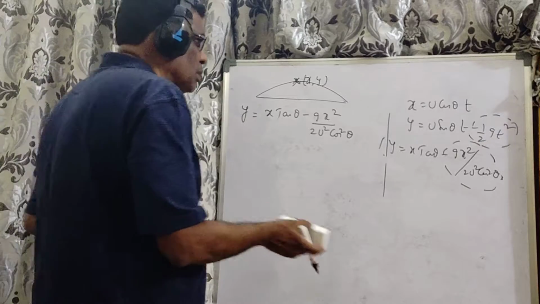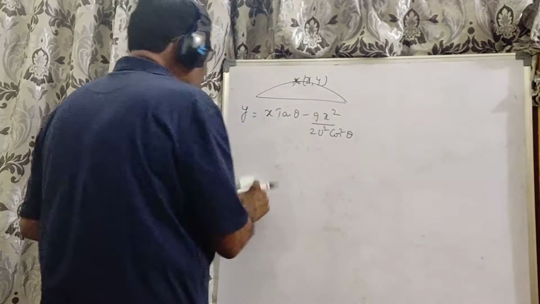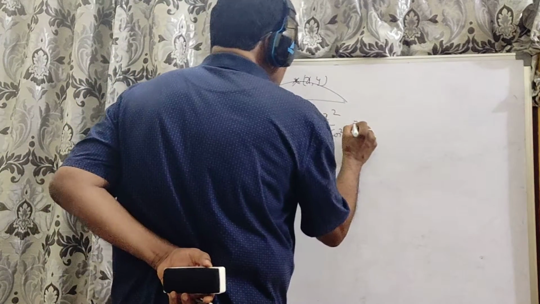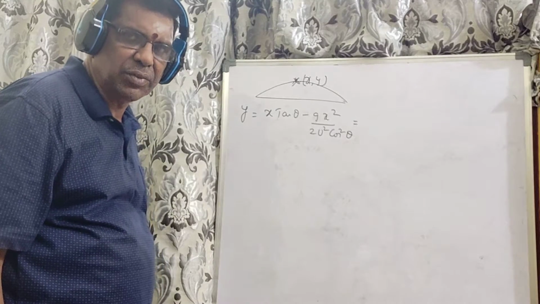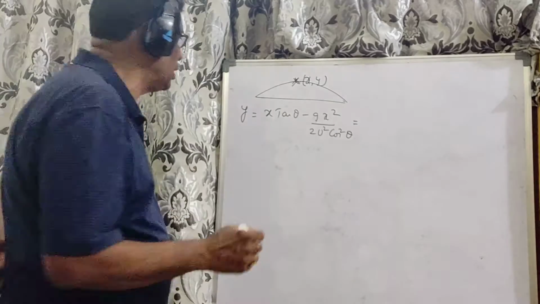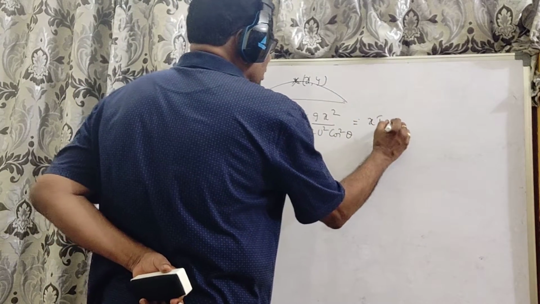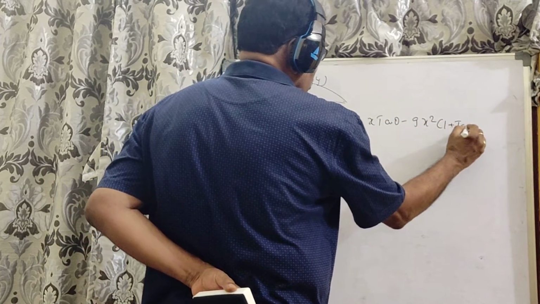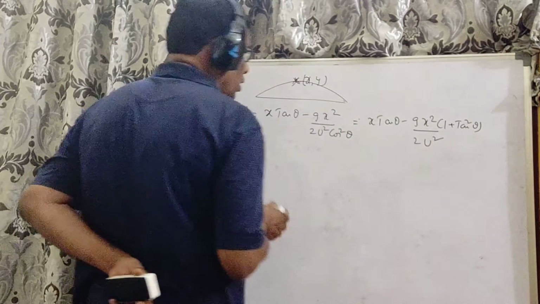Two u square cos square theta. Alright? Now I'm going to rewrite this. 1 by cos square is sec square theta, secant square theta. And if it is secant square theta, that is 1 plus tan square theta. Therefore, I can write x tan theta minus gx square into 1 plus tan square theta by 2u square.